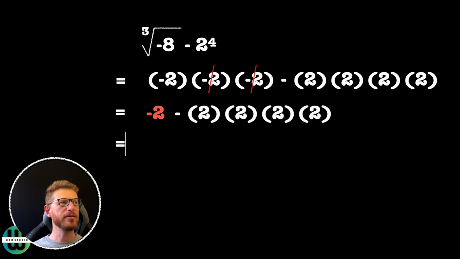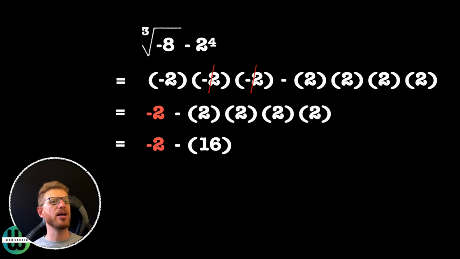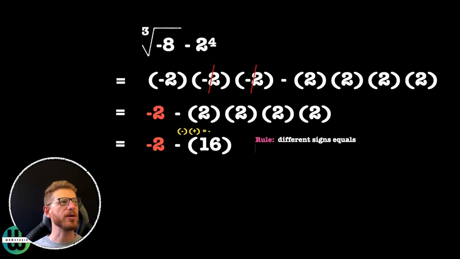This will give me negative 2 minus 16. All the numbers inside of those brackets were positive, so it's going to give me a positive number. But now I'm going to apply my rules again. A negative times a positive here will be a negative. So I'm going to have negative 2 minus 16, and my final answer would be negative 18.